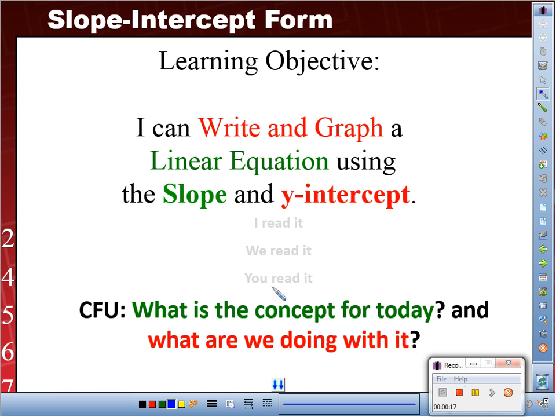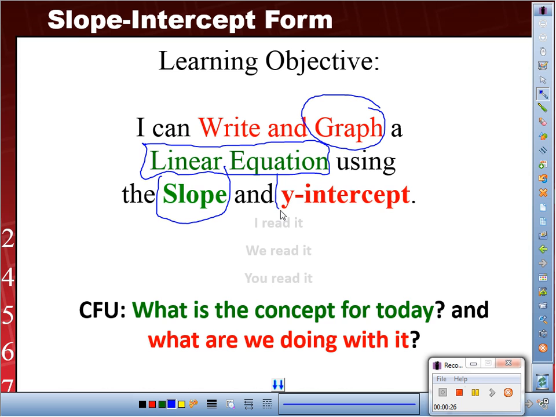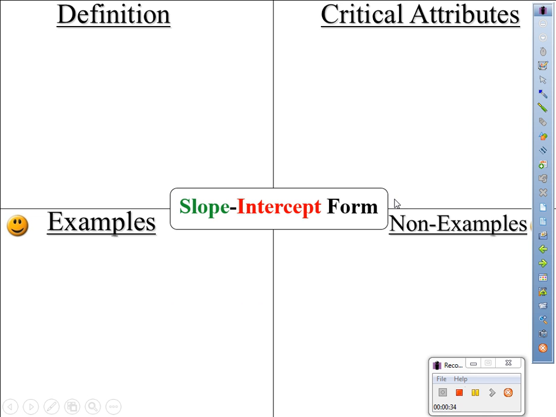So far, we've covered graphing, is that correct? We know what linear equations are. We introduced slope, and we've seen y-intercept. But today I want to focus on a form called slope-intercept form. So that's what we need in our notes.